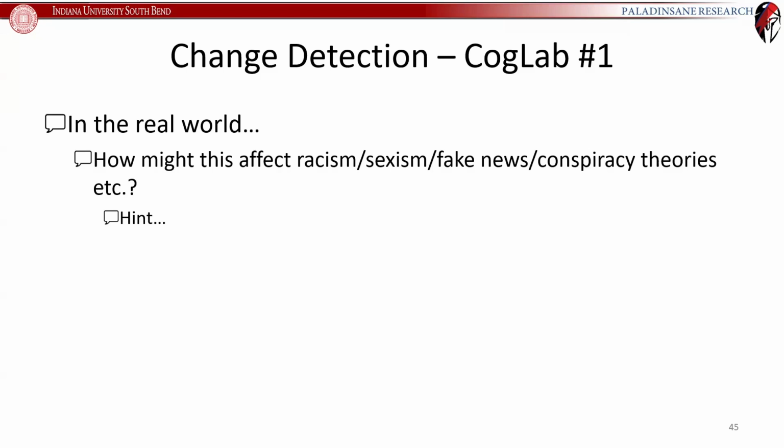Yes, the guy you noticed was bald. The person who did the noticing was bald. So why would that have anything to do with it? Well, let's take a look at the DOOR study.